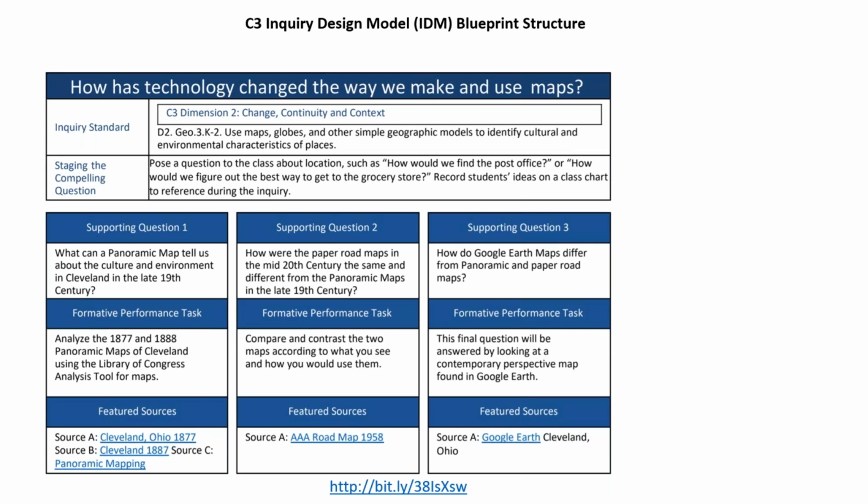The C3 blueprint starts with a compelling question, and then if you look vertically, it goes from the big question to 3 supporting questions, and each of the 3 supporting questions will have an inquiry task that you want the students to perform. They can answer that supporting question using the primary sources. The primary sources that Gay is going to show you later in her presentation will be the evidence that students will use to complete their formative performance task. So next slide, Scott, please.